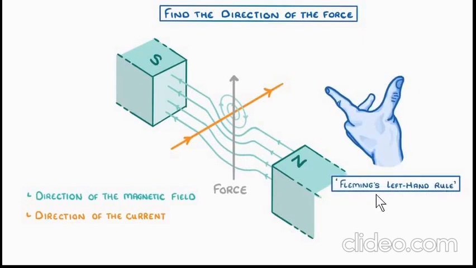Fleming is the name of the scientist who proposed this idea, and this can be determined by using the left hand rule. Earlier we used the right hand, right? Here in Fleming's left hand rule, we use three fingers, as you can see over here in the diagram: thumb, our first finger, and the second finger.